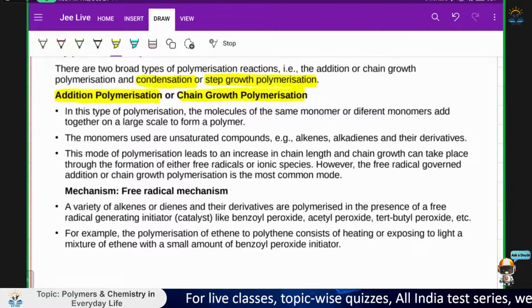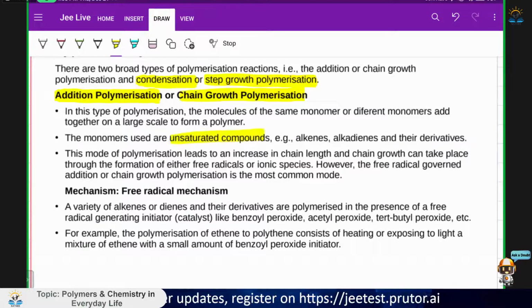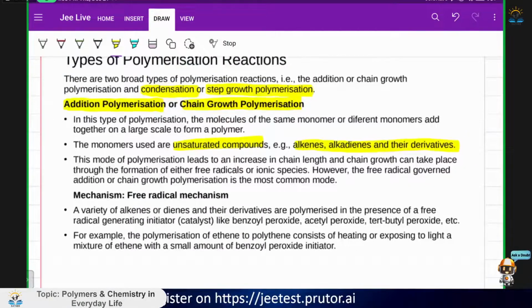So what is addition polymerization? In this type of polymerization, the molecules of the same monomer or different monomers add together on a large scale. So whether it be same or different monomers, they keep on adding to the chain and they form a polymer. Such type of polymerization is known as addition polymerization. The monomers used are unsaturated compounds. Example, alkenes, alkynes, and derivatives. So in addition polymerization, the monomers will always be unsaturated compounds.